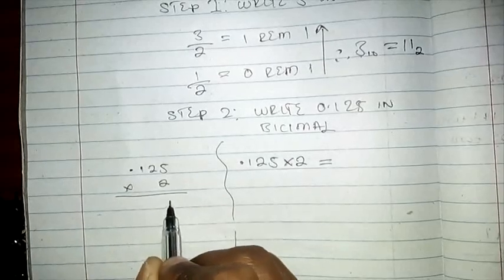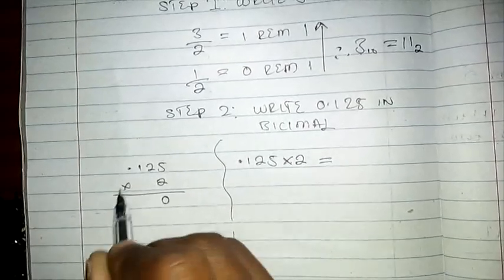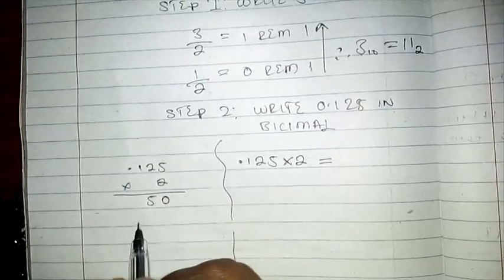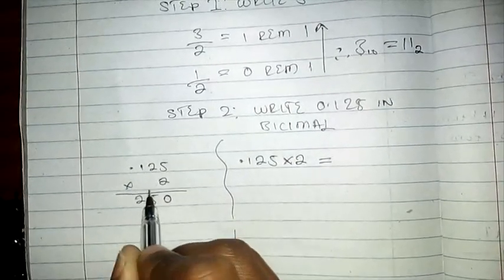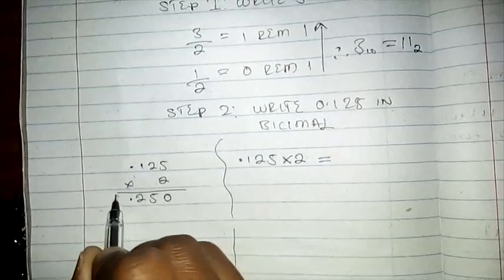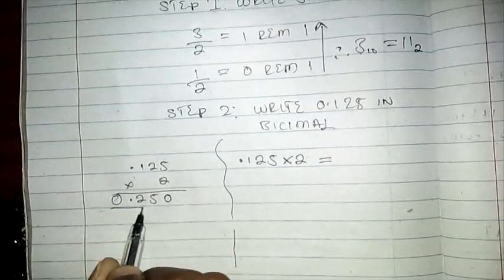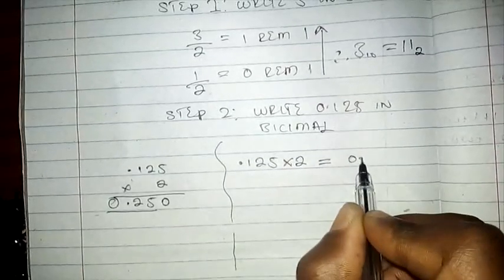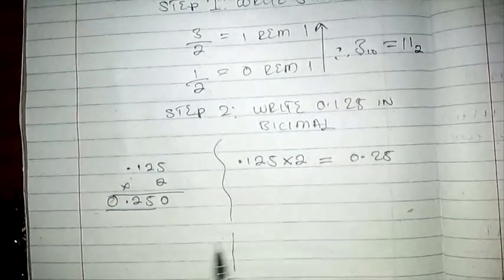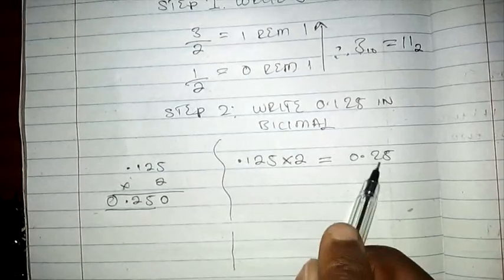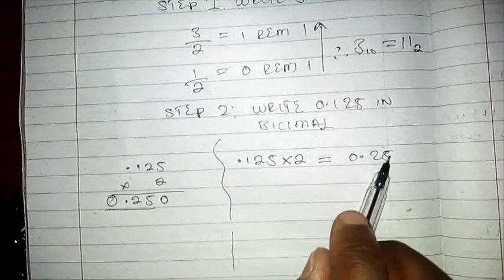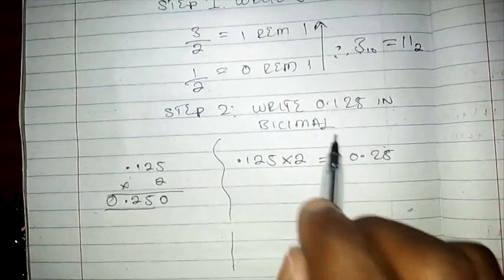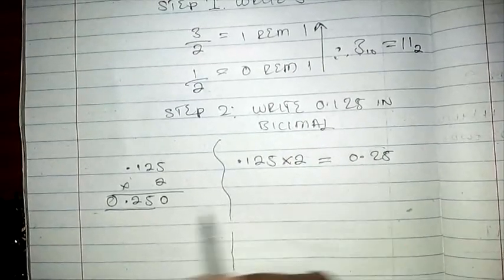What is 2 times 5? It is 10, so 0 carry 1. What is 2 times 2? 4 plus that 1, 5. What is 2 times 1? It is 2. And this is just 0.0. So we're only going to get this part here. This 0 is not significant, so it's going to be 0.25. Until we have a 0 here, that's when we are going to end. Since we don't have a 0 here, let us continue.